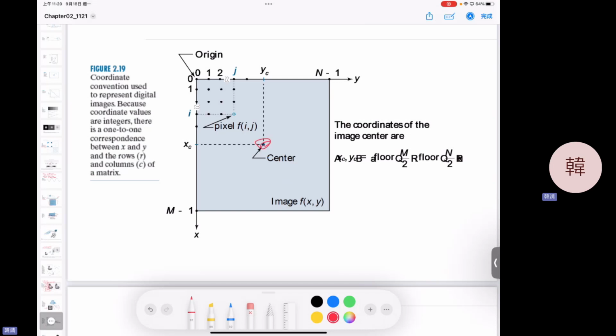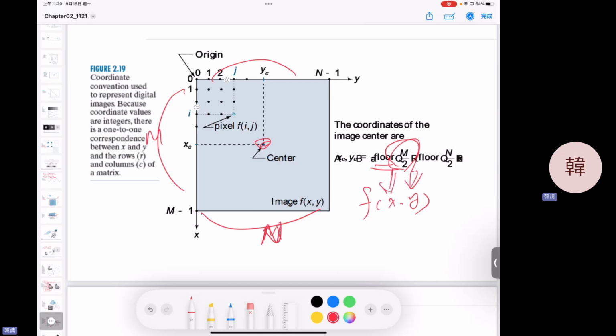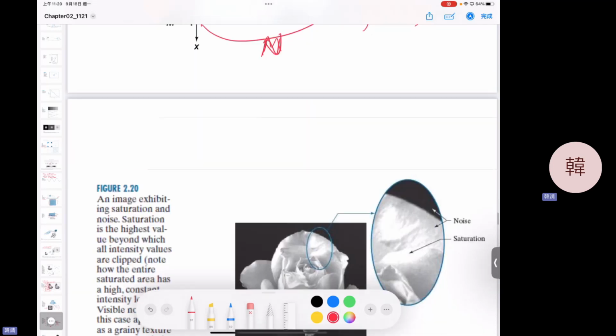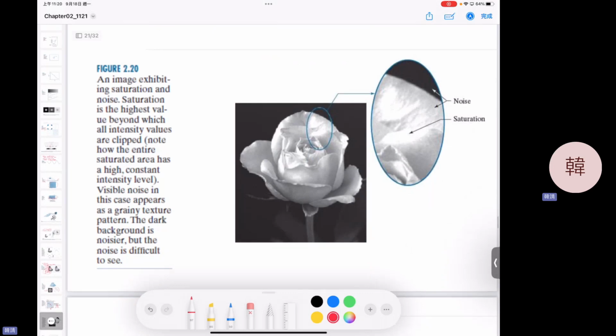So for every pixel point here, we have a different function, f of x, y, and here is the center. Maybe this is the floor of M divided by 2. M here, and here is N pixels. So divide by 2 and then take the floor, and you will get the index of the pixel in every location of this image. I think it's quite straightforward. You can skip that one.